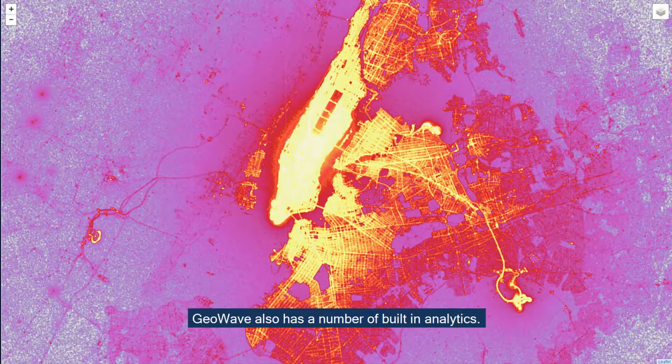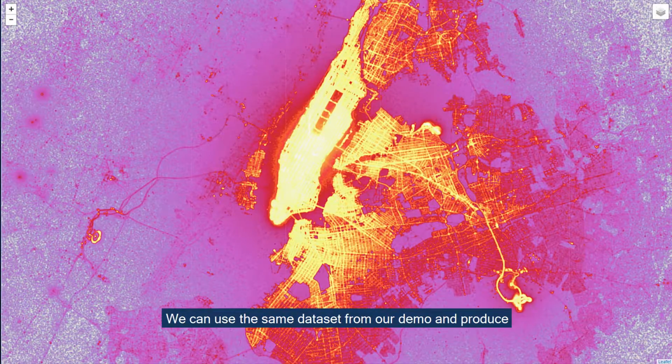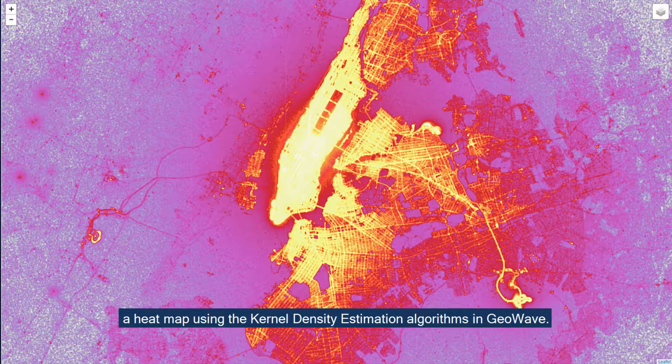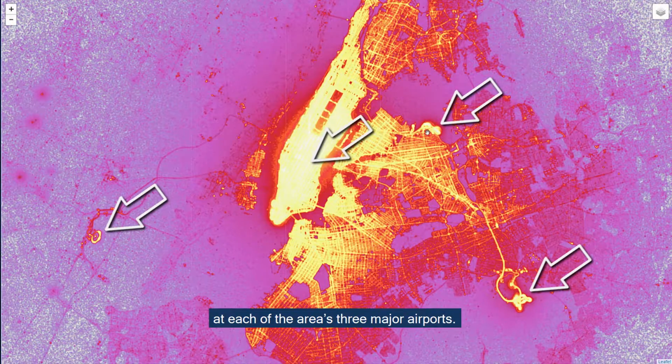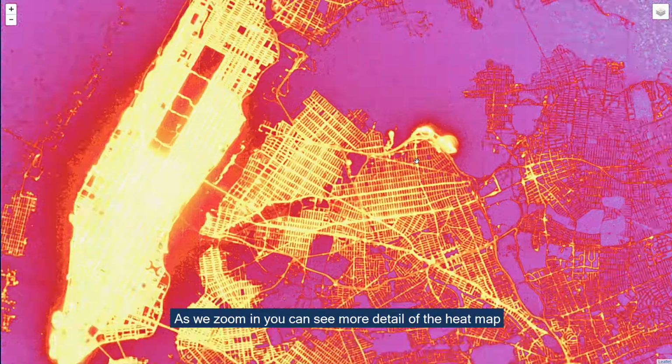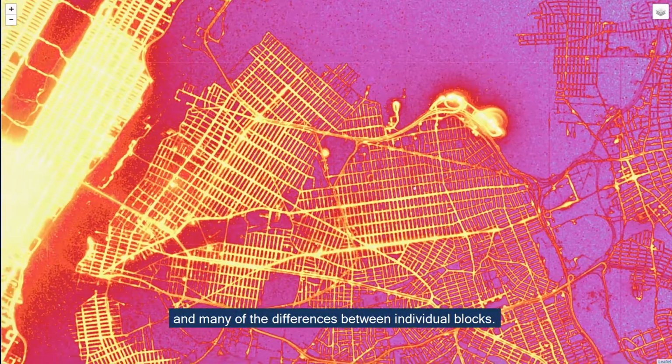GeoWave also has a number of built-in analytics. We can use the same dataset from our demo and produce a heat map using the kernel density estimation algorithms in GeoWave. You can see a large hotspot here in Manhattan, as well as at each of the area's 3 major airports. As we zoom in, you can see more detail in the heat map and many of the differences between individual blocks.